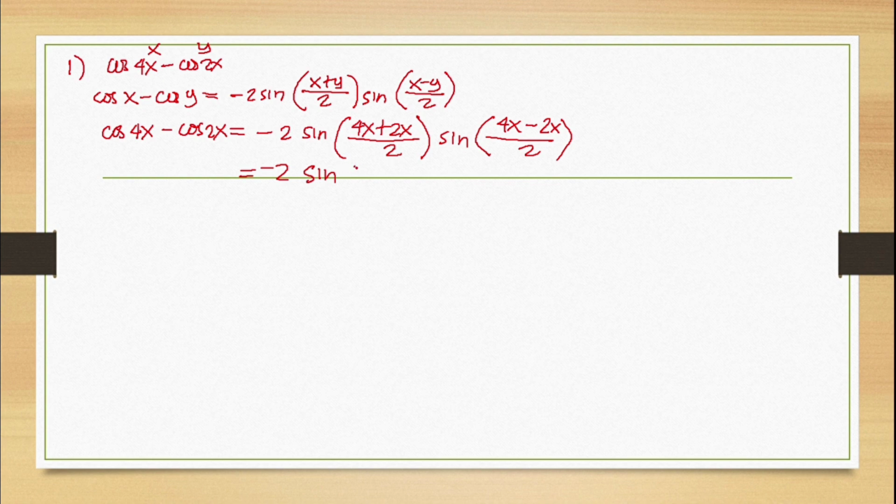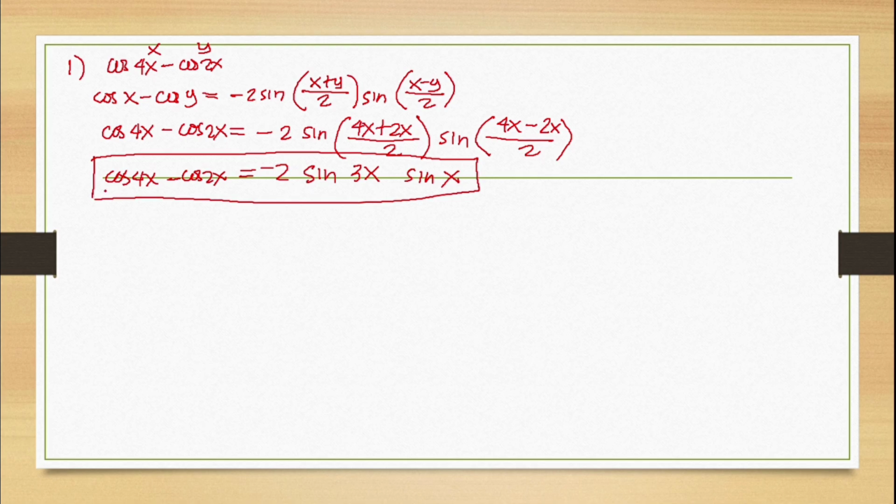which is 3x. And 4x minus 2x over 2 is equal to sine x. Therefore, cos 4x minus cos 2x is equal to negative 2 sine 3x sine x. That's the answer for number 1. So let's proceed with number 2: sine 2 theta minus sine 4 theta.